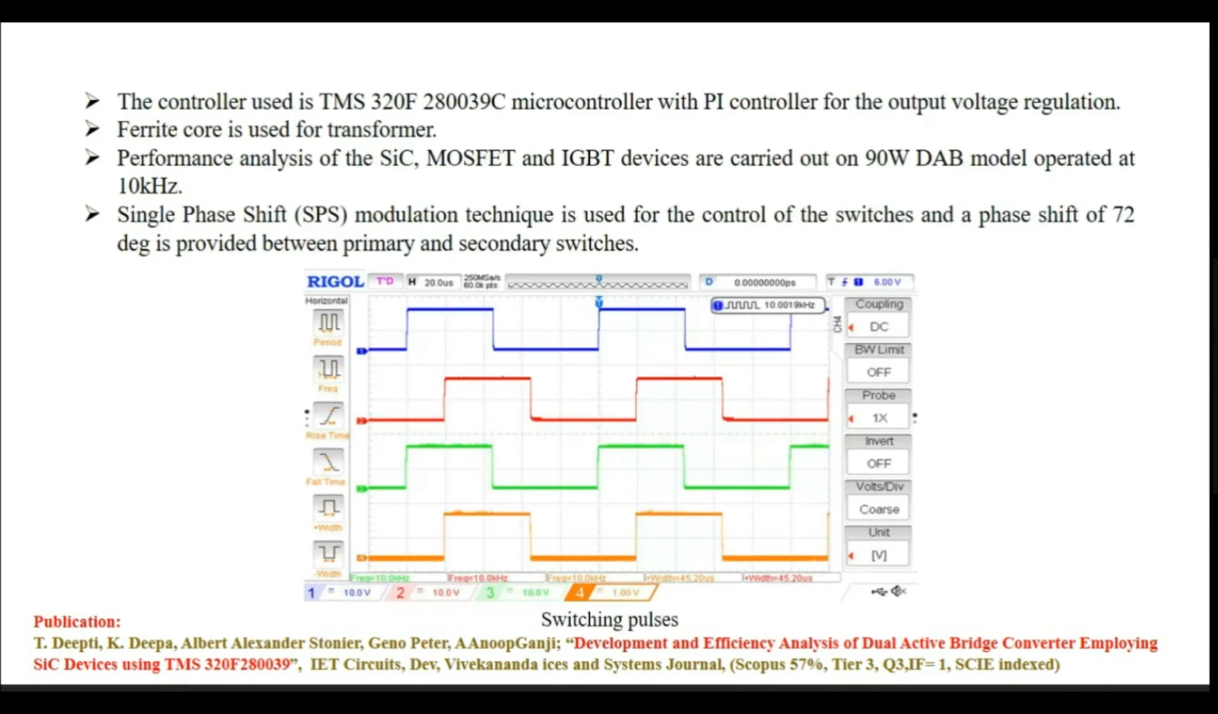This is the hardware waveform which has been obtained. We could see 4 different waveforms where 2 are in sync with each other. First and third are similar, and second and fourth are similar. And there is a dead band between them, which is also taken care of.